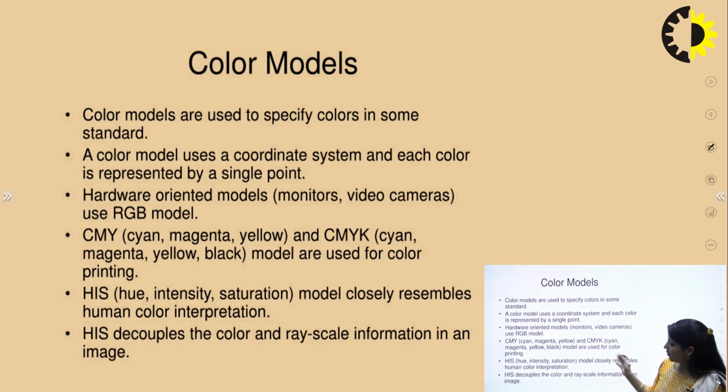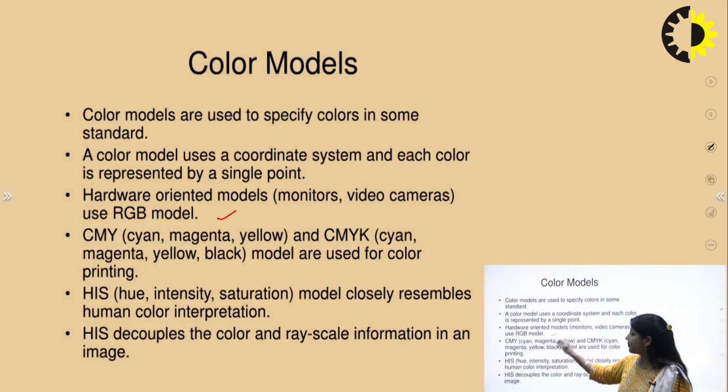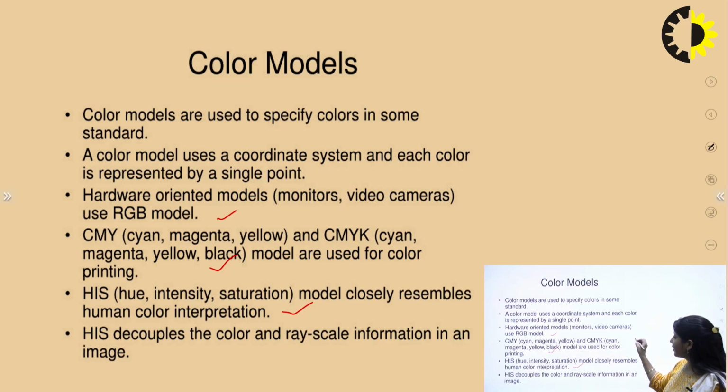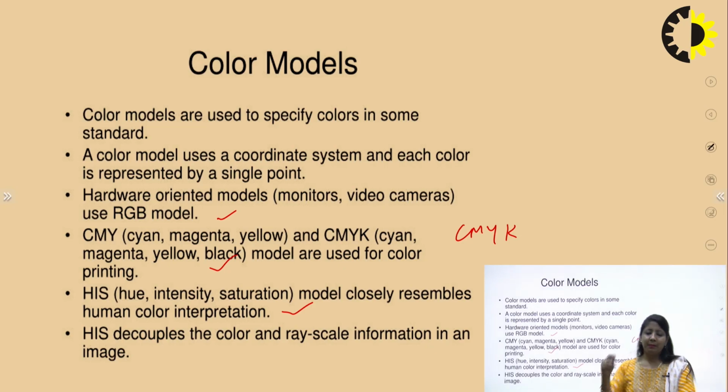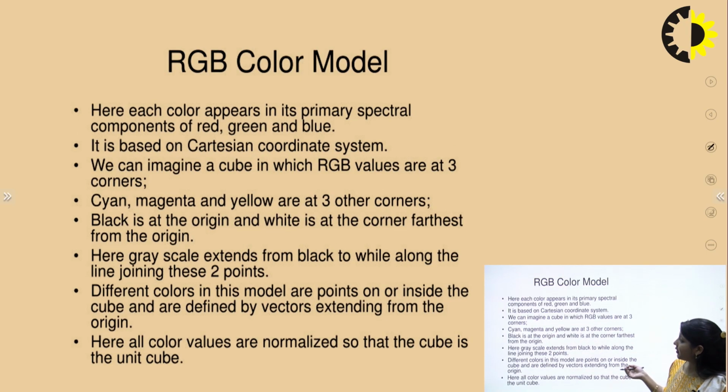So all these models, I think we have understood: the RGB model, the CMY model, and the HSI model. There is one other model, CMYK, meaning cyan, magenta, yellow and black. We can also say black is a part of the color model, because black is considered a background. So we can also use it for color printing. Black is also a color model, so we can convert it into the CMYK model also.